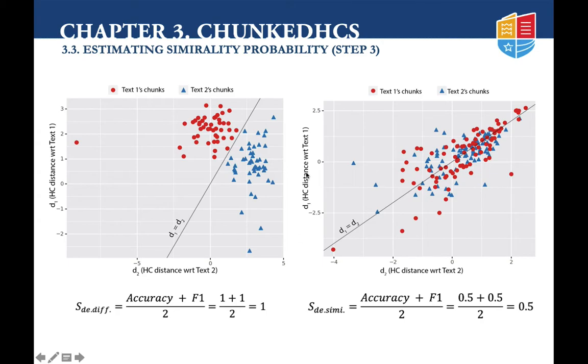The first is for pairs of text samples from different authors and pairs of text samples from similar authors. For pairs from different authors, if the algorithm perfectly classifies individual chunks into the predicted corpus, all of the chunks are well separated into the corpus they belong to. So the accuracy and the F1 are both 1, and the S score for the different case is 1. Similarly, in the similar-author case, all of the individual texts are mixed together. The accuracy and the F1 are 0.5 and 0.5, leading to the S score for the similar case being 0.5.